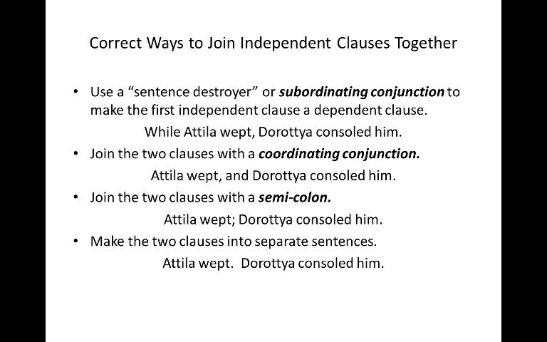Now, if you want to find correct ways to join independent clauses together, there are several ways to do that. One is you can use a sentence destroyer or a subordinating conjunction to make the first independent clause a dependent clause. So, while Attila wept, comma, Dorottya consoled him. That's fine. You can also join the 2 clauses with a coordinating conjunction. Attila wept and Dorottya consoled him. That's fine too. You can join the 2 clauses with a semicolon. Attila wept, semicolon. Dorottya consoled him. That works. And then finally, you can make the 2 clauses into separate sentences. Attila wept, period, full stop. Dorottya consoled him. Any of those would be just fine.